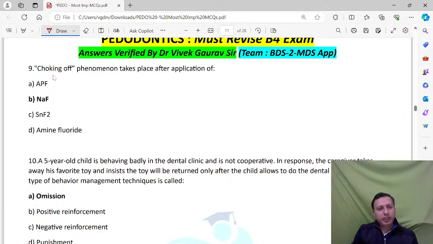Now again a question related to fluoride, and just now I have discussed that repeated application of sodium fluoride leads to a choking effect phenomenon. That is because of the formation of a layer called calcium fluoride that prevents the further penetration of fluoride.